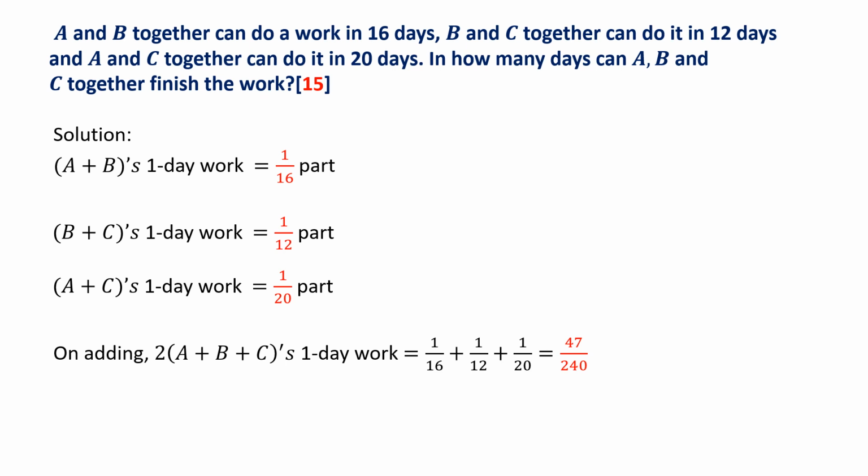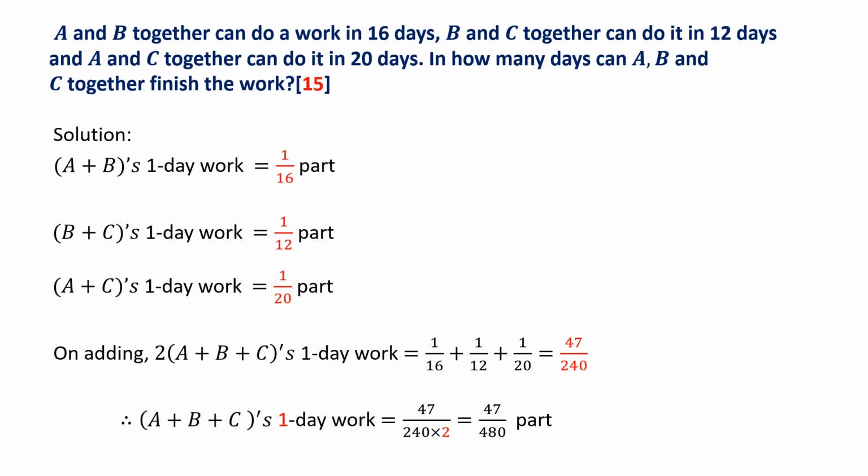That means 1 divided by 16 plus 1 divided by 12 plus 1 divided by 20, and it is actually 47 divided by 240. So it is 2 times A plus B plus C's one-day work, not A plus B plus C's one-day work. We need to do some more. A plus B plus C's one-day work is 47 divided by 240, and we need to divide it by 2. So it is 47 divided by 480 part.